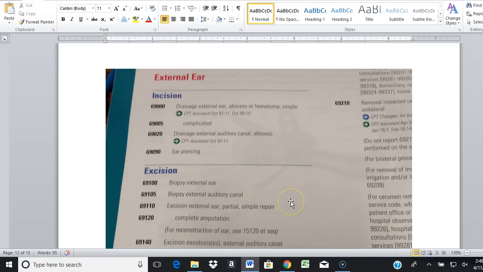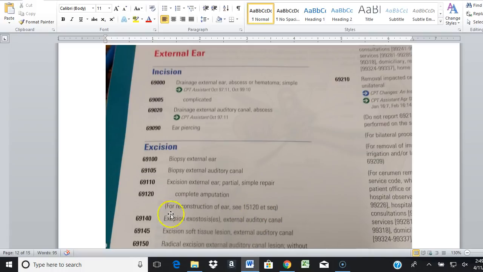Okay, so again, for the external ear, we're going to have incision, excision, removal, repairs. So again, what are we doing? We can do a drainage of an abscess or hematoma. We also have ear piercing. A lot of parents have a doctor do the ear piercing for their young children, or if someone has very severe allergies, they might have a doctor do it as well. We can also do biopsies, as well as excisions, depending on what's going on for traumatic accidents and injuries.